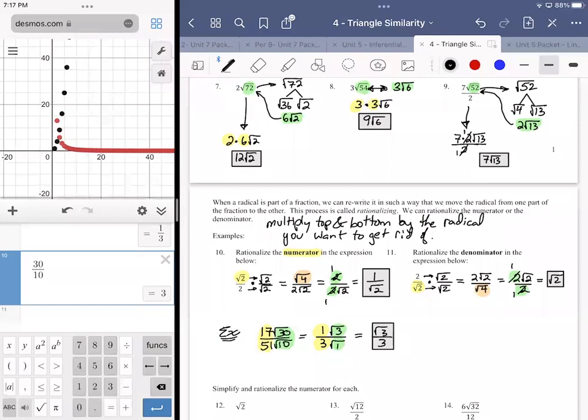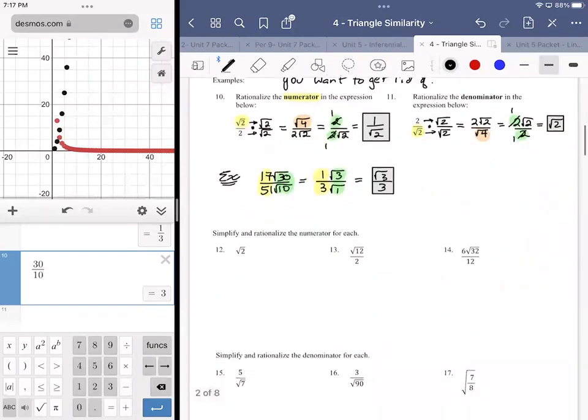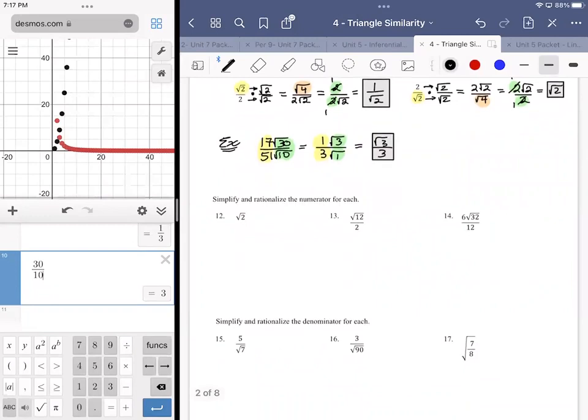So for number 12, rationalize the numerator for each, well, number 12 through 14, and then 15 through 17 is rationalize the denominator for each. All right, so some cases are easier than others.